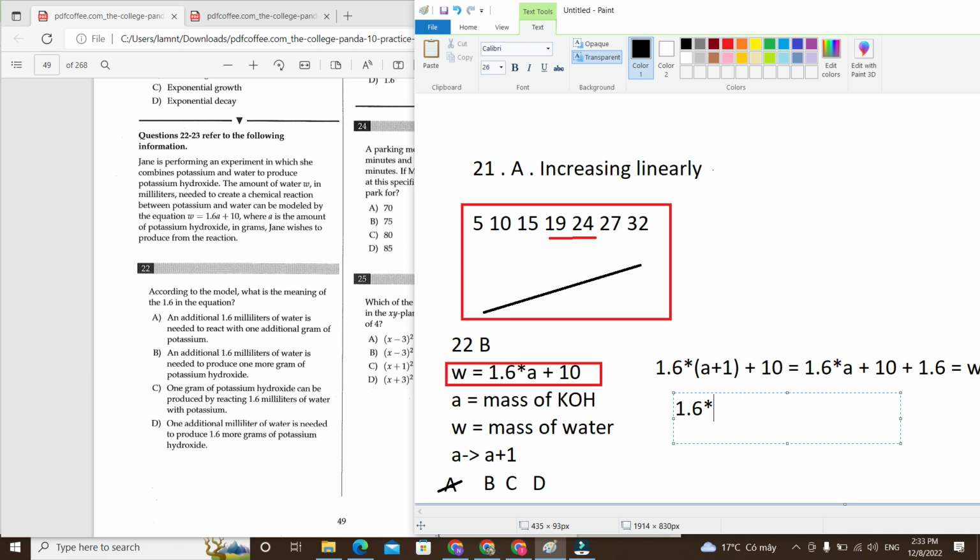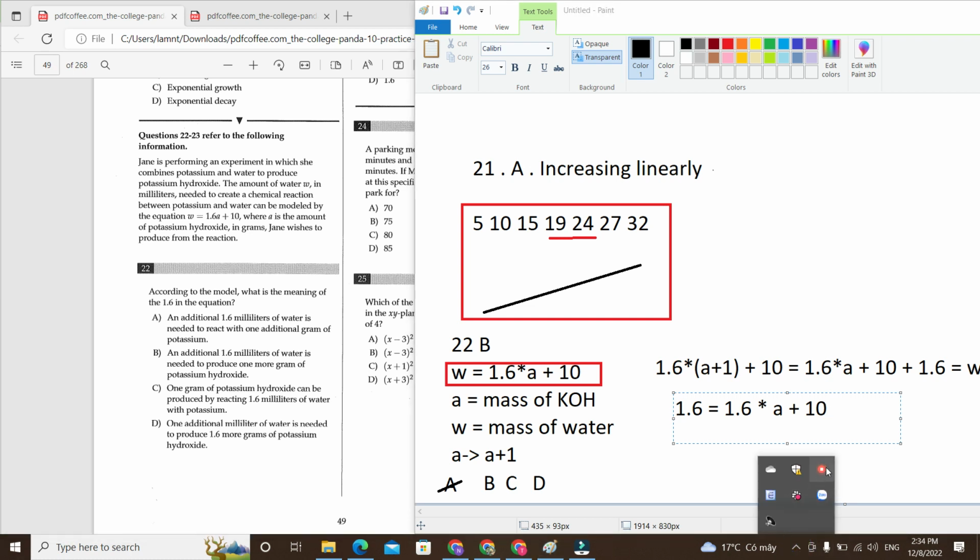So we see milliliter of water here is actually W. Okay, so we start with W equal to 1.6 times A plus 10. Alright. Okay, let's check it out. I think this one is a little bit problematic.